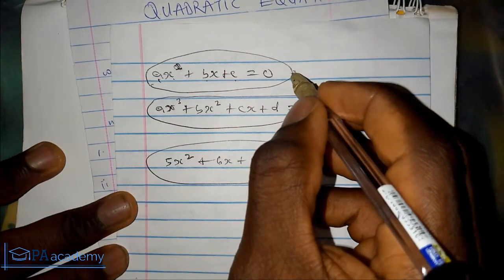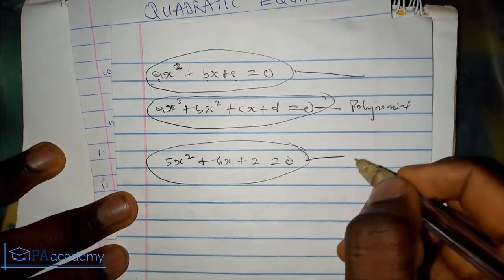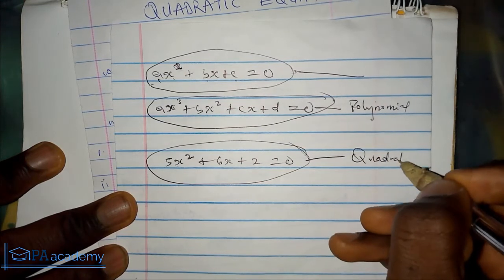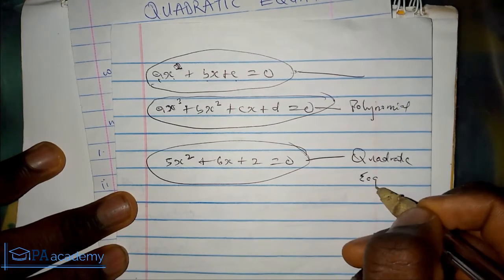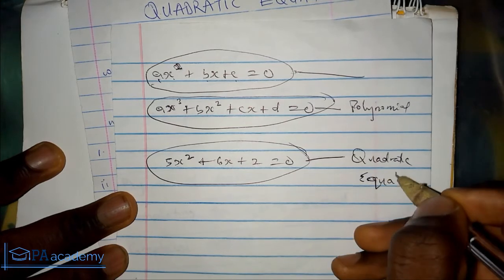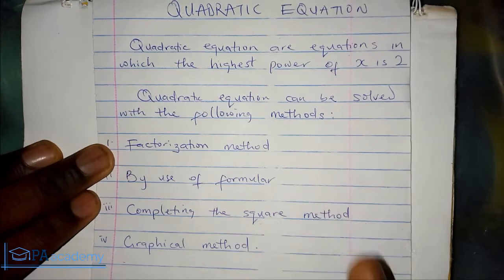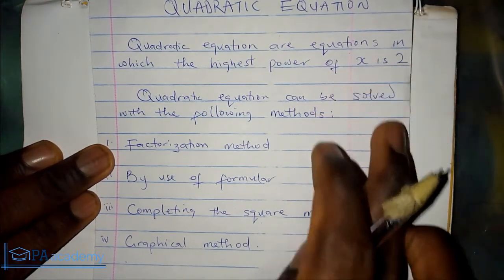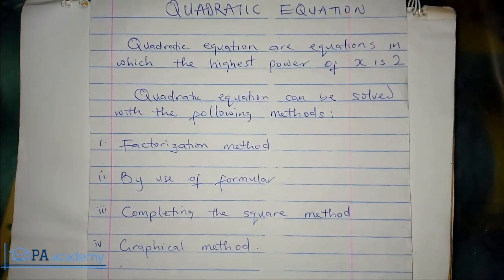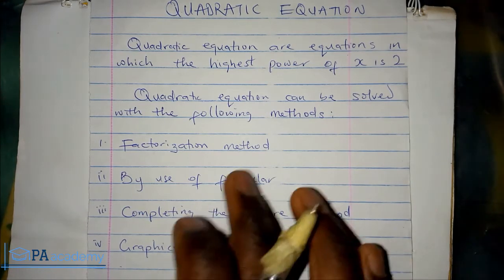While this one and this one are quadratic equations. So that's why the definition here says that quadratic equations are equations in which the highest power of x is 2. It also says quadratic equations can be solved in the following methods.